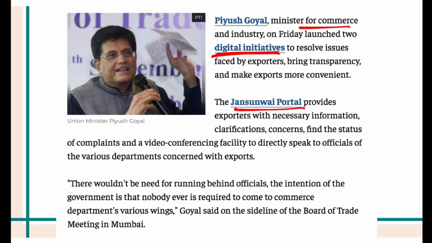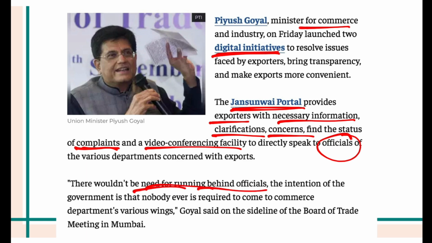One is the Jan Sunwai portal. It will provide exporters with necessary information, clarification, concerns. They can do grievances redressal, find the status of their complaint in real time, and do video conferencing directly with the government officials on the Jan Sunwai portal. So they will not need to visit any government office. There will not be any need to run behind government officials. On the Jan Sunwai portal, you can directly connect with the government official if you are an exporter.